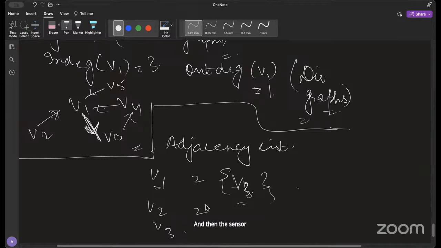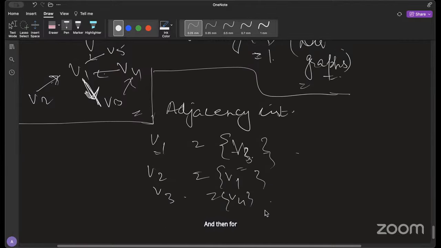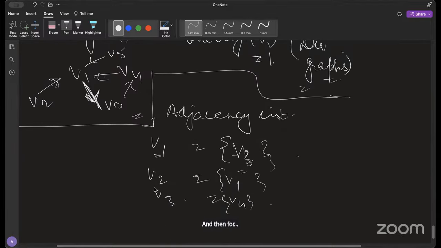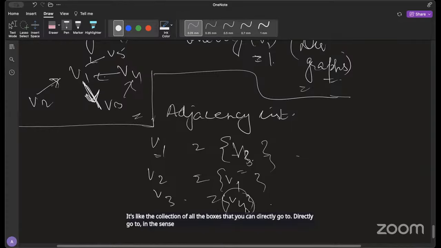For V2, you can go to V1 directly, and that should be it. For V3, you can only go to V4. And then for V1, it's the collection of all the vertices that you can directly go to. Directly go to in the sense not via a path, but via an edge.